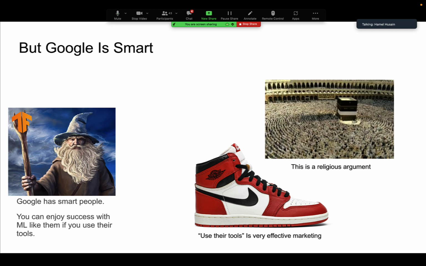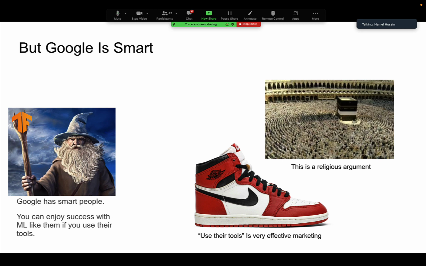And then kind of the ultimate argument, which actually traps a lot of people, and it's very seductive, is, hey, is this appeal to authority? So for example, hey, Google is really smart. If they're doing it, then it must be the right answer. Of course they were successful with ML, just use their tools and you'll have the same success.